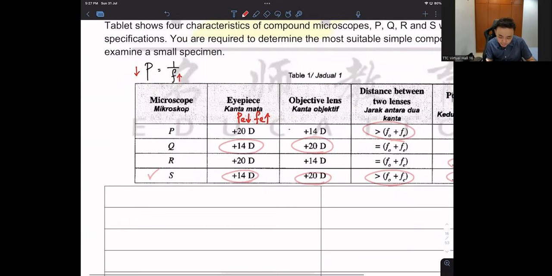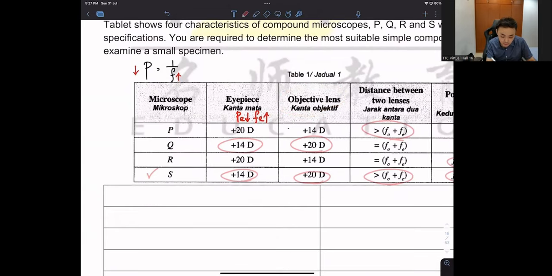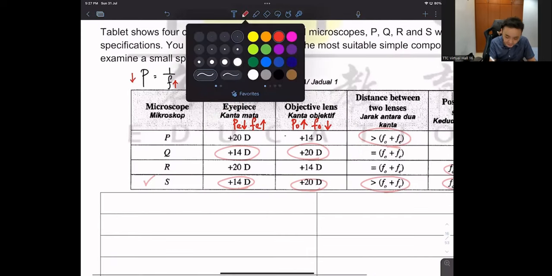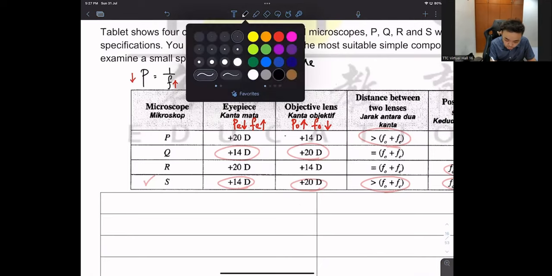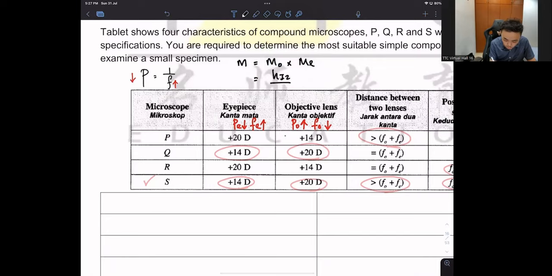Now moving on, what about the objective lens? You want the PO bigger, right? Then that means your FO is smaller. Now ultimately, these two are combined together. Why? Because to calculate the magnification of a telescope, we normally do MO multiplied by ME, or you do H of I2 over H of object. With these kinds of combinations, they will result in greater magnification. The maths comes afterwards.